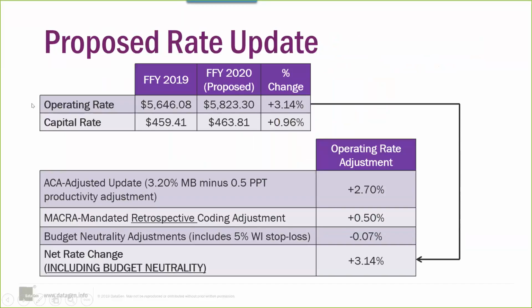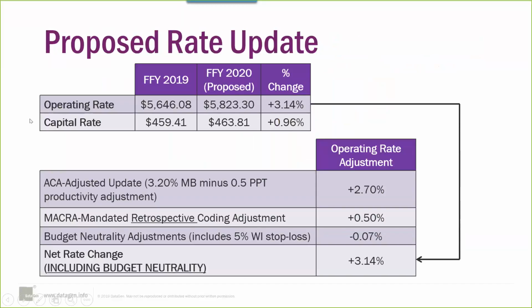Net of these adjustments, the federal operating rate is proposed to increase by 3.14%, or to $5,800 per discharge. That is prior to any wage index or DRG adjustments, while the capital rate is proposed to increase by a little under 1%.